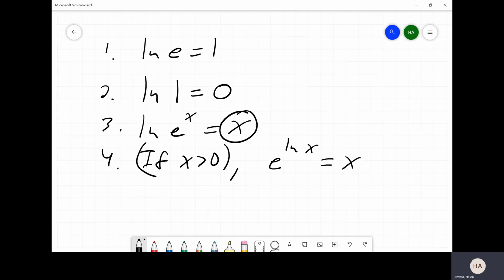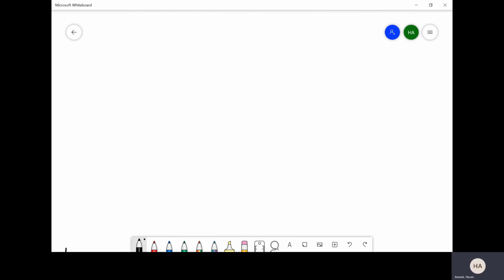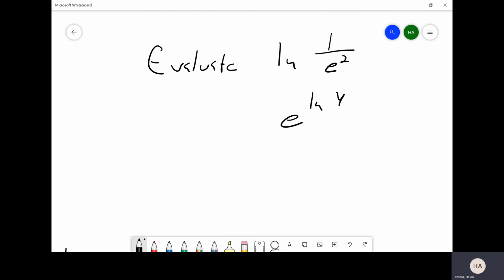Okay, so let's do some work with these in particular. Let's say, and this is, I believe, your first classwork assignment, I want you to evaluate the following. There are 2 things I want you to evaluate. I want you to go through and evaluate the natural log of 1 over e squared. And then what I also want you to evaluate is e to the ln 4, so e to the natural log of 4. Figure out both of these, see what you come up with, and we will go through these in just a second.